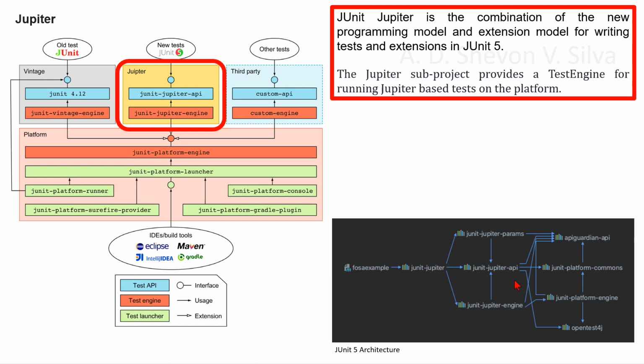JUnit Jupiter API: the API for writing tests and extensions. JUnit Jupiter Params: support for parameterized tests in JUnit Jupiter. JUnit Jupiter Engine: the JUnit Jupiter test engine implementation, only required at runtime.